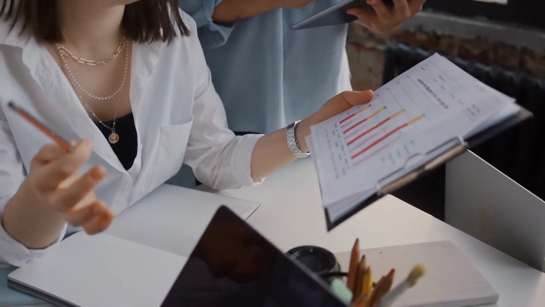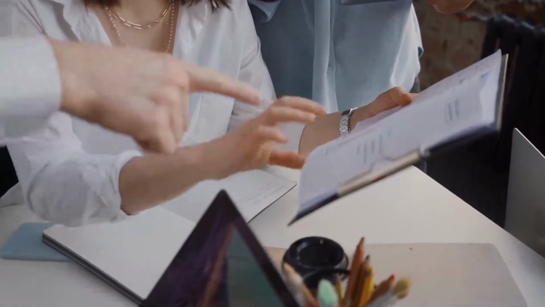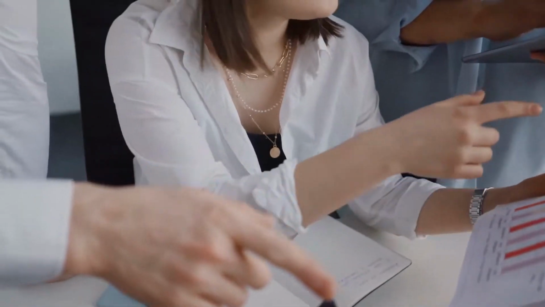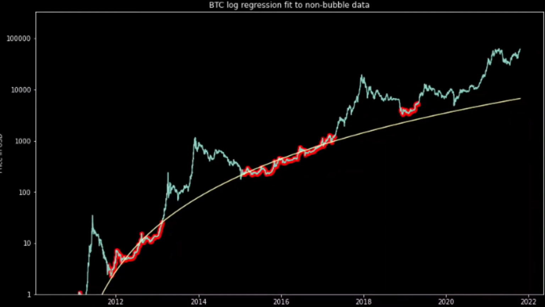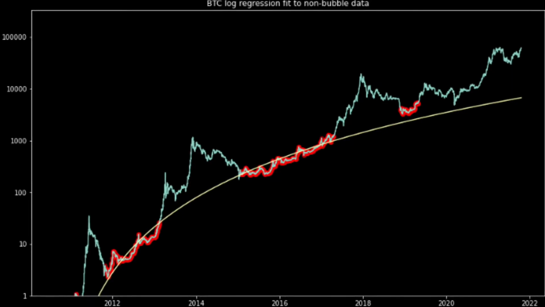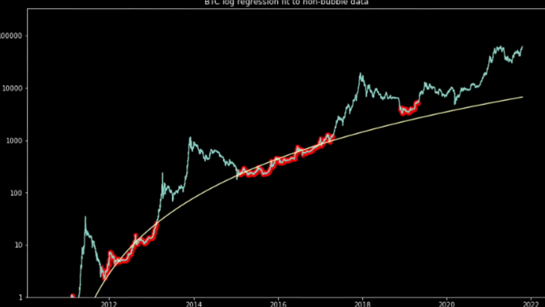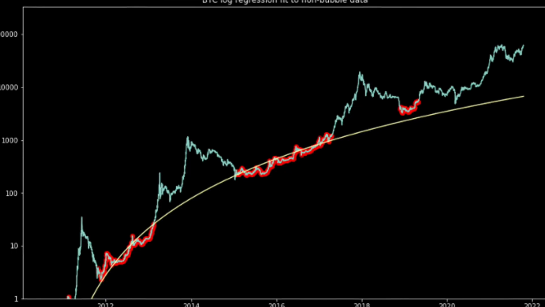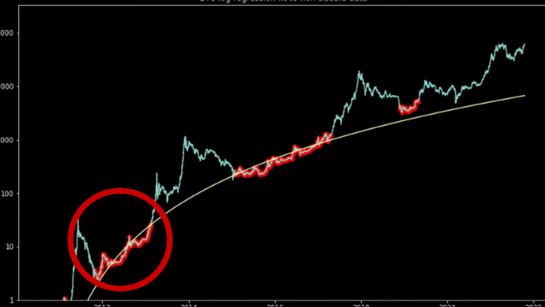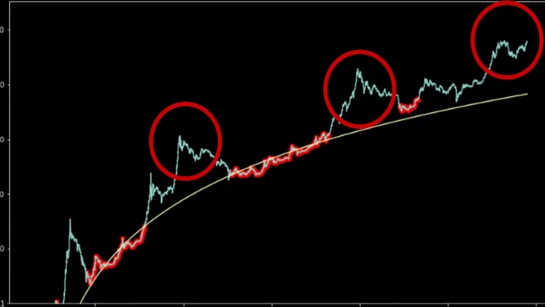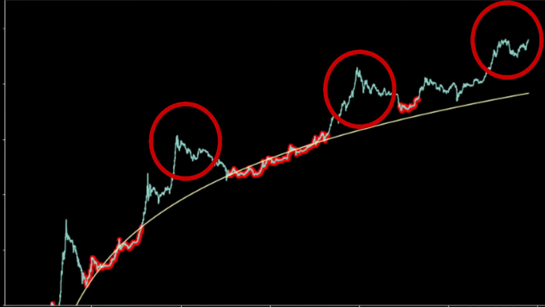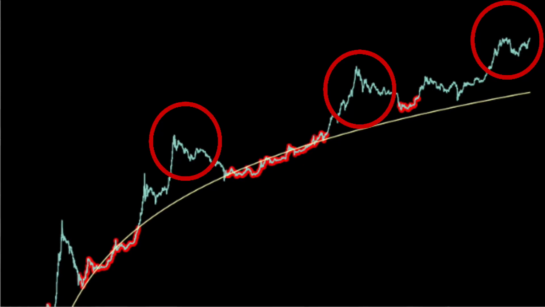What if we want to find the best fit line for what is often called non-bubble data? Non-bubble data is data that only includes price during consolidation phases and can be used to show the fair price of Bitcoin over time. The regions marked in red are the ones chosen for including in analysis, and the rest are excluded. This is where the price of Bitcoin has spent the most time.